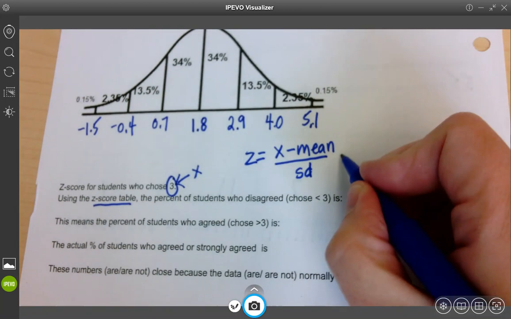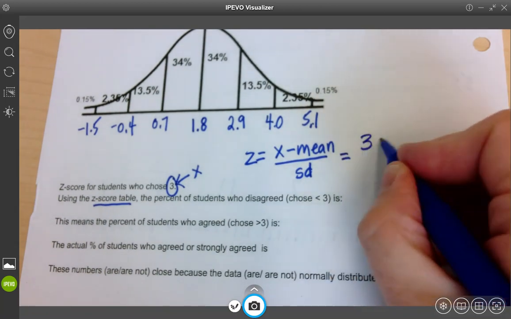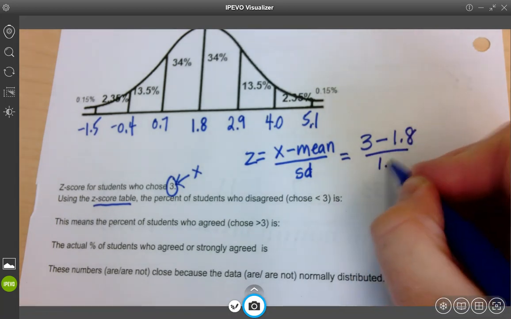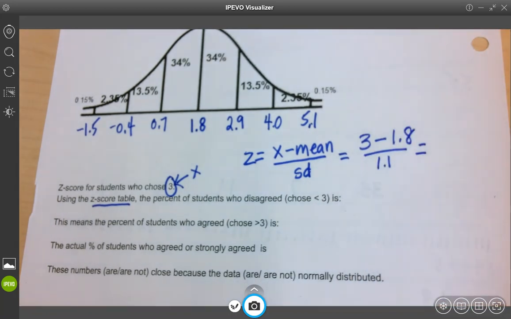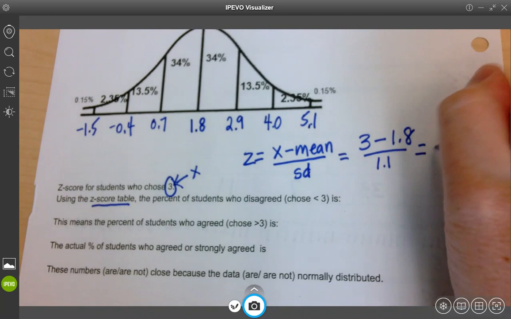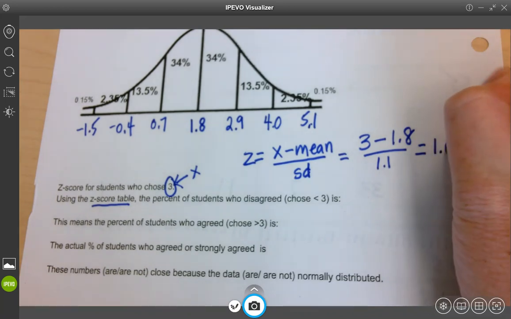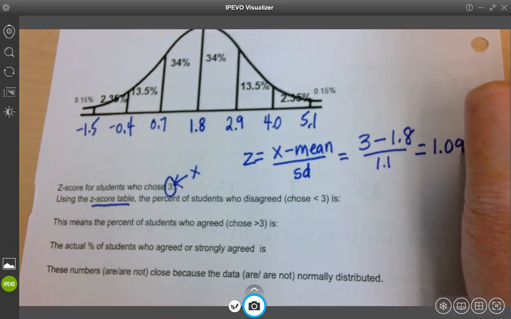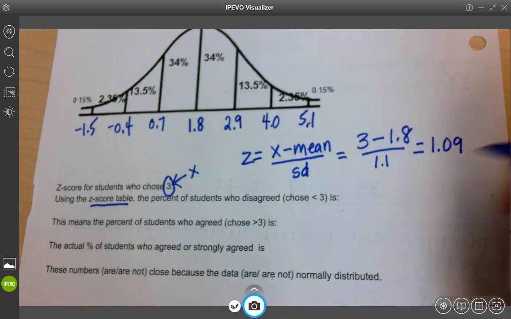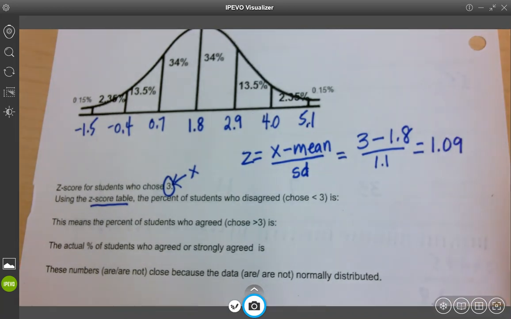All right, so I saw you guys putting 3 for the x, 1.8 for the mean, and 1.1 for the standard deviation. And some of you rounded it to 1 decimal place. I get that for the consistency. The reason I'm going to round it to 2 decimal places this time is just because the z-score table gives me 2 decimal places. The z-score I wrote as 1.09. And then you need to open a z-score table and find the percentile for 1.09.